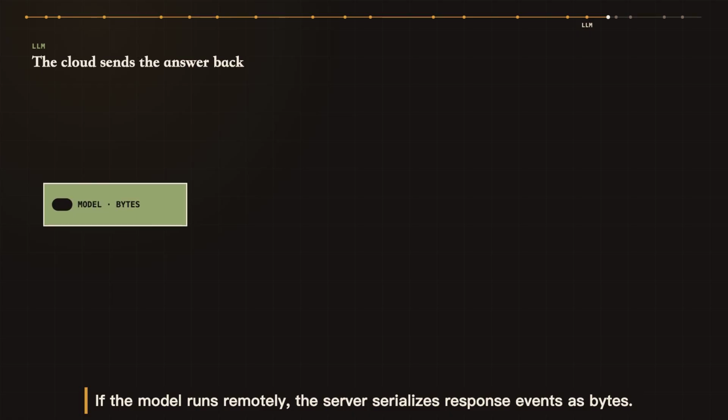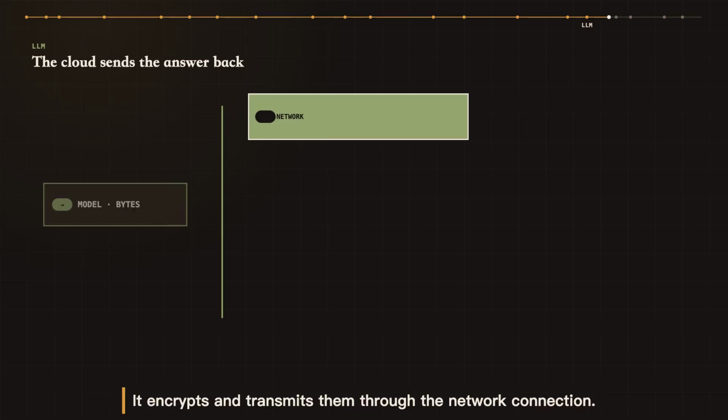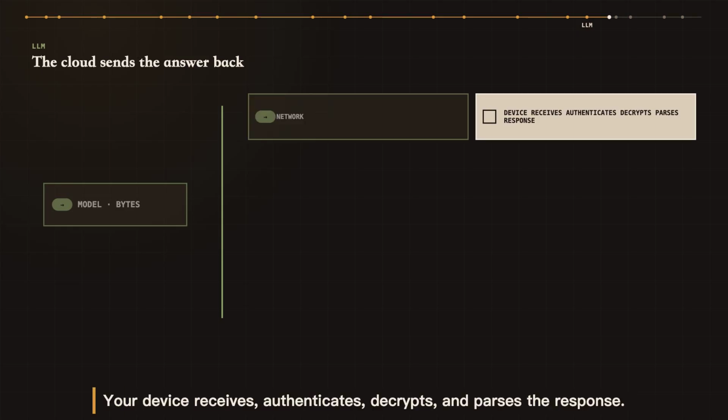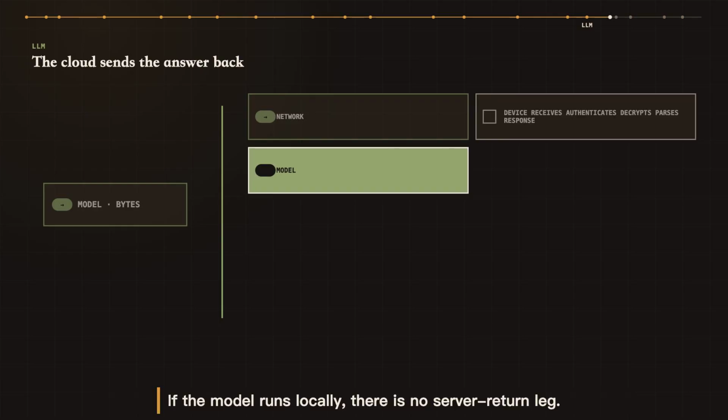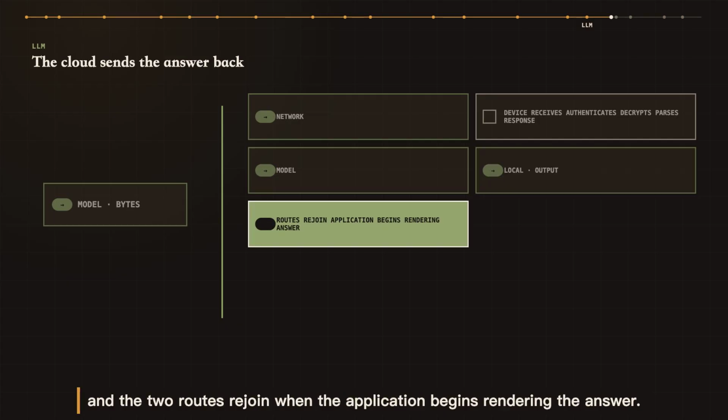If the model runs remotely, the server serializes response events as bytes. It encrypts and transmits them through the network connection. Your device receives, authenticates, decrypts, and parses the response. If the model runs locally, there is no server return leg. The local runtime places the output in memory that the application can read, and the two routes rejoin when the application begins rendering the answer.